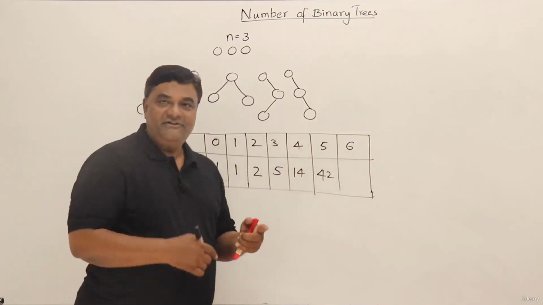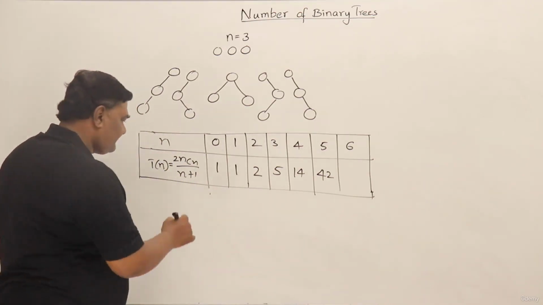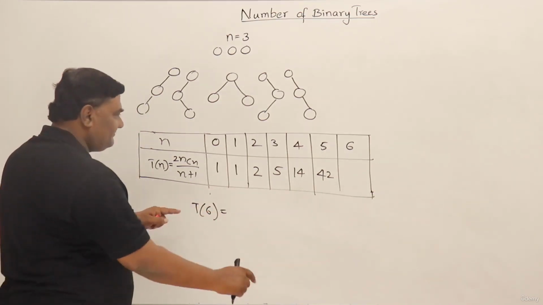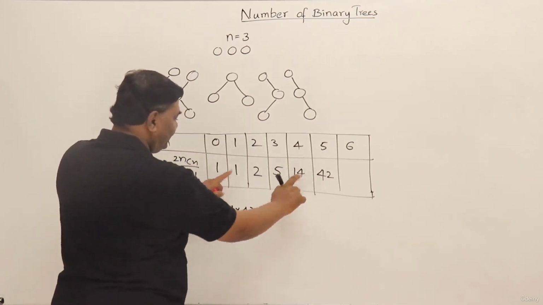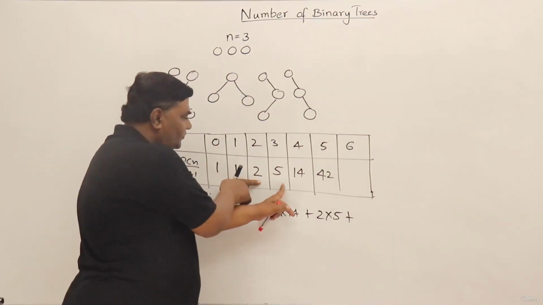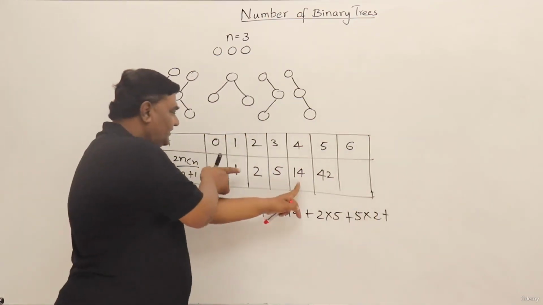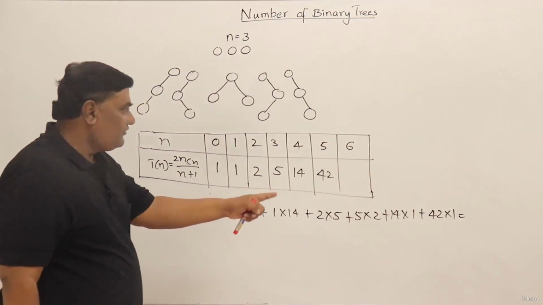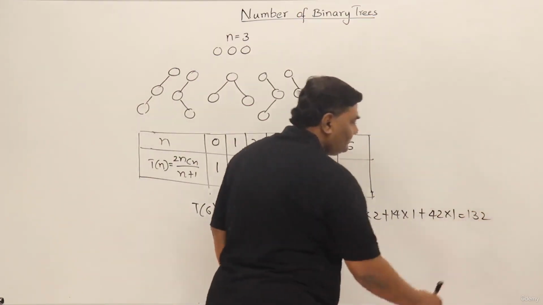So for 6, I will find out using a different method. I will not use this formula. So just watch this one. I want the answer for 6. So for that, I will multiply these values: 1 into 42 plus 1 into 14 plus 2 into 5 plus 5 into 2, now 14 into 1 plus 42 into 1. This gives the answer for 6. So the result of this one is 132.